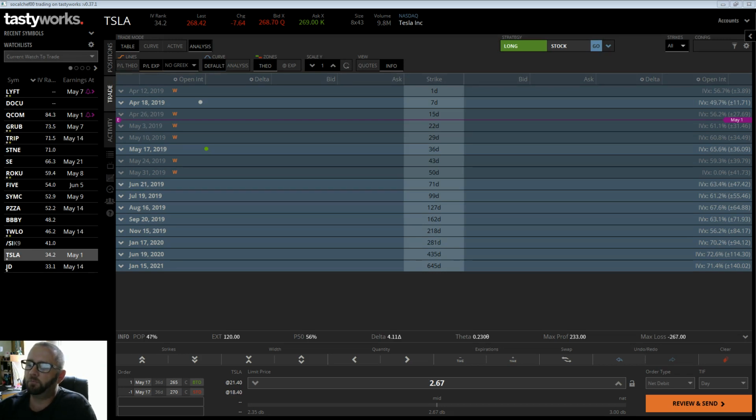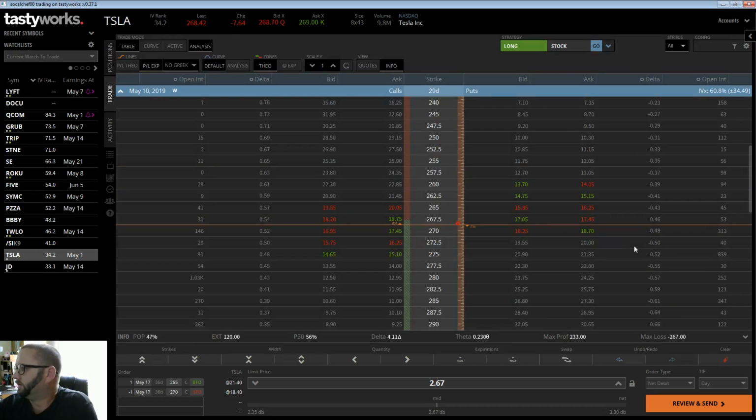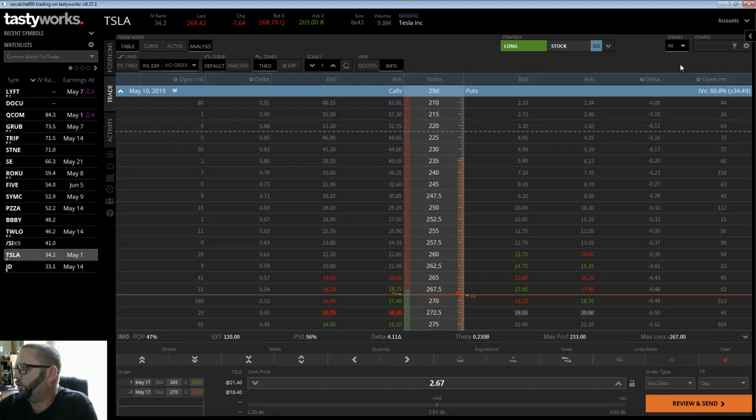It doesn't, but you want liquidity. Okay? And let me touch on that too. What do I mean by liquidity? You want a decent amount of open interest on here.